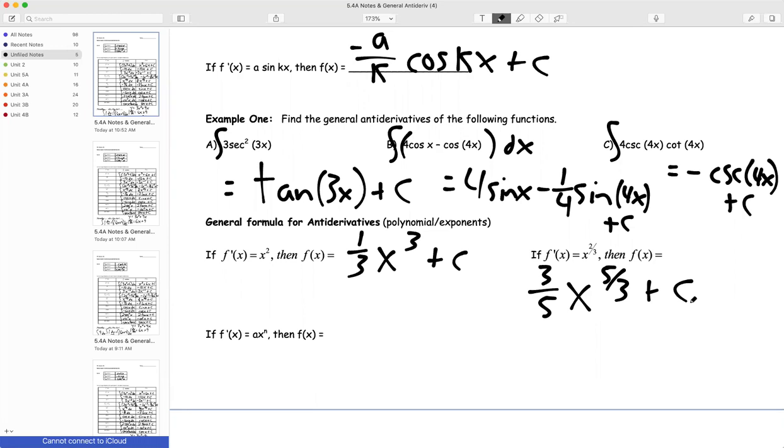So here's the general formula. If I have ax to the n, I'm going to add 1 to the exponent. So that would be n plus 1. And then I'm going to divide that new exponent into the coefficient. So I've got an a over n plus 1 out front here. And then I add on the plus c.